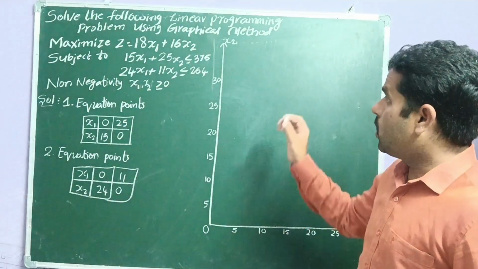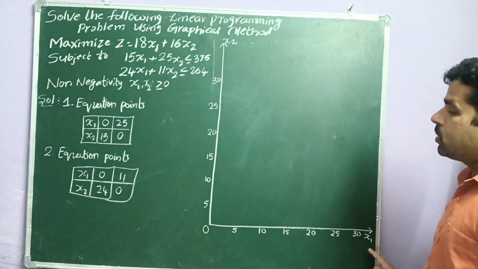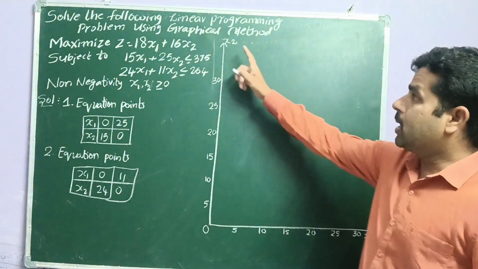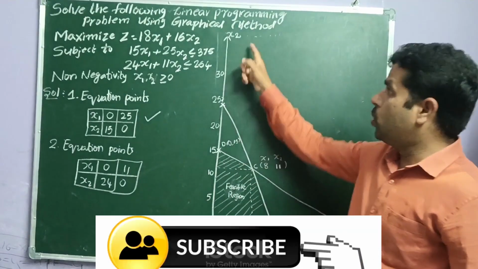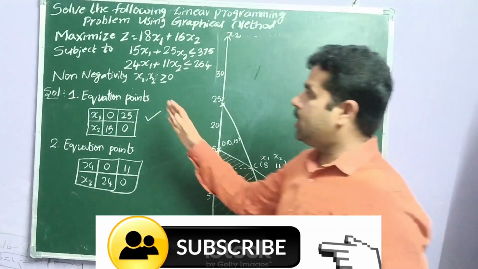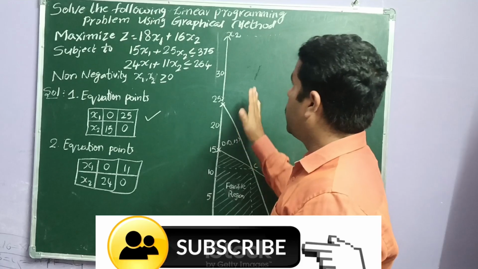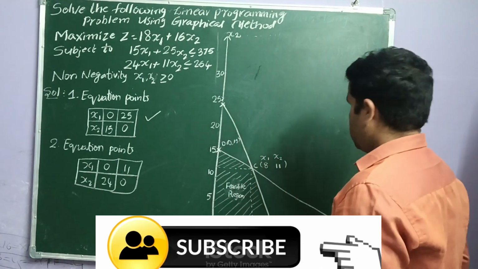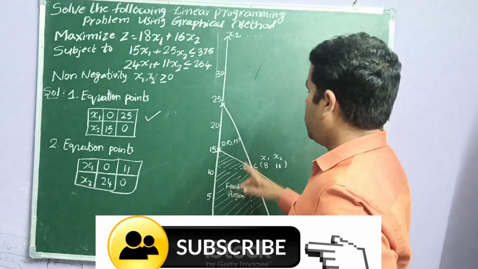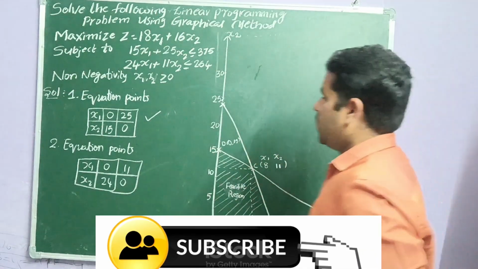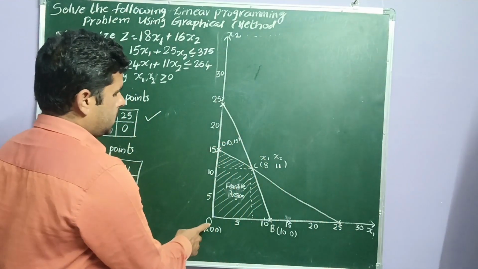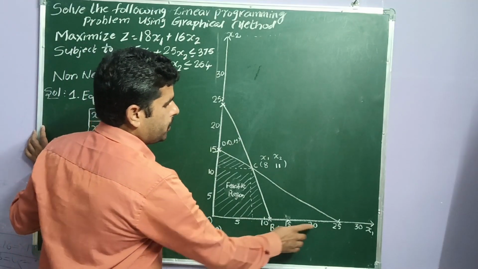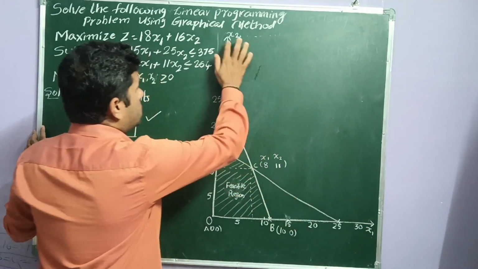Here these are the x1 values. This is the 0 axis, x1 axis, x2 axis. All these equation points we have to draw with the help of a line graph, so simply observe carefully. This is a graph, and these are the corner points. This is the 0 axis, then the x1 axis and x2 axis.